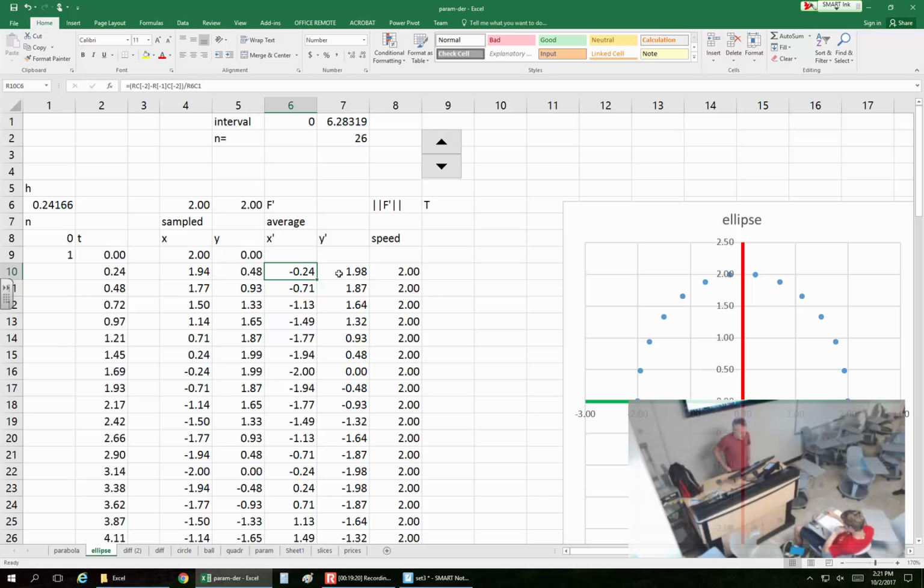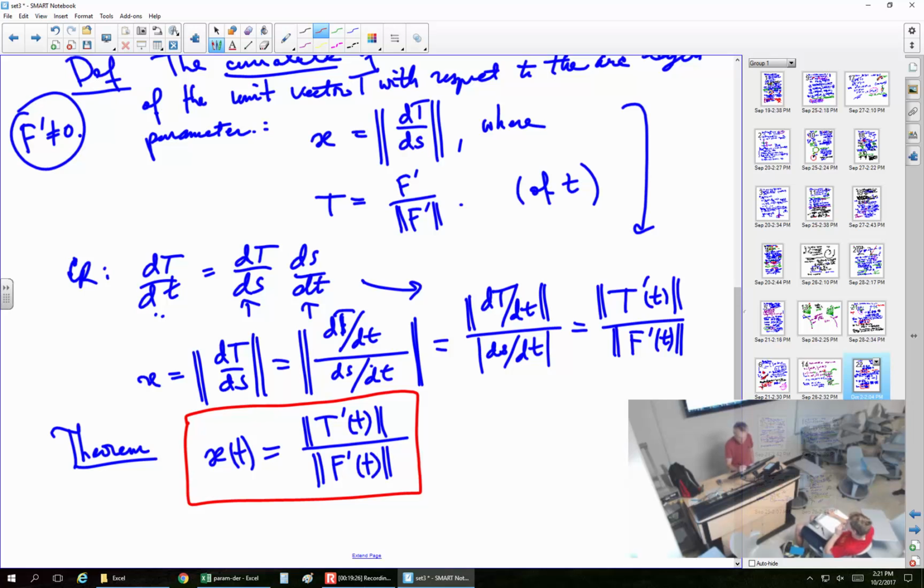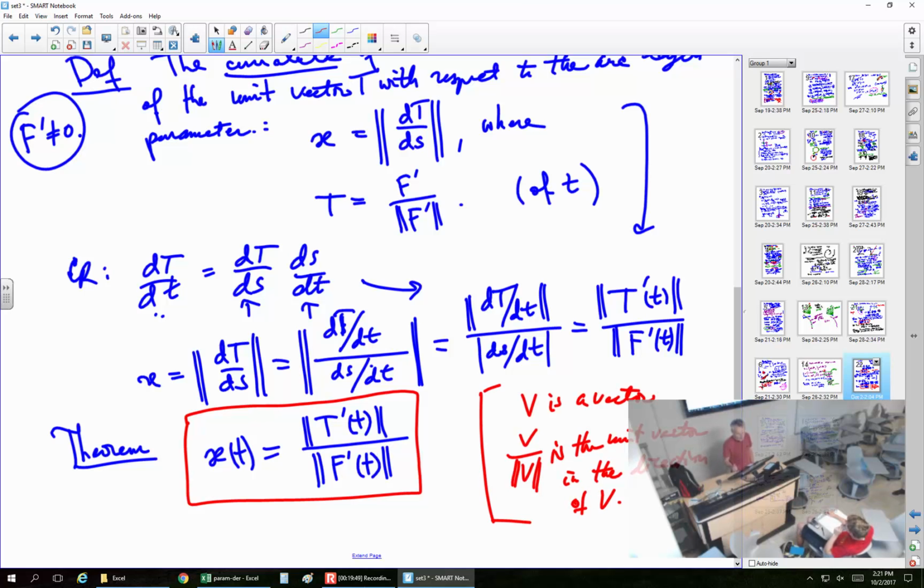But the plan is always the same. I guess I should just make that point clear. V is a vector. V over the magnitude of v is the unit vector in the direction of v. So every time you have a vector and you want to make it a unit vector in the same direction, you just divide by the magnitude. And then how do we divide a vector by a number?